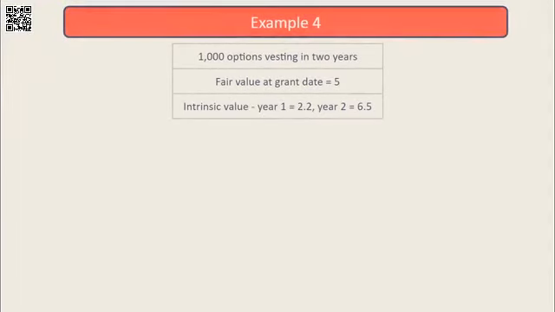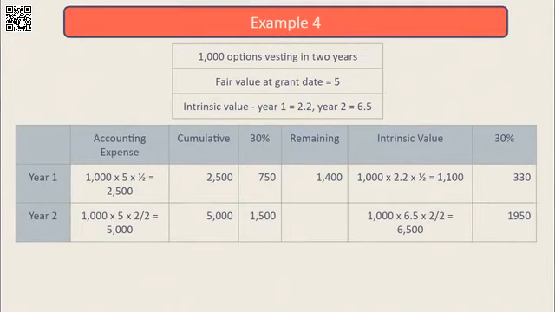In this example, let's assume that there are 1,000 options vesting in 2 years' time. The fair value of the option at the grant date is 5. The cumulative accounting expense recognized in year 1 is 1,000 options times 5 times a half, equaling 2,500. The cumulative accounting expense recognized in year 2 is 1,000 times 5 times 2 over 2, which equals 5,000.